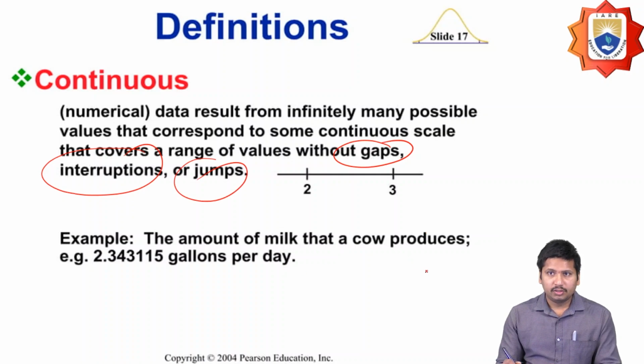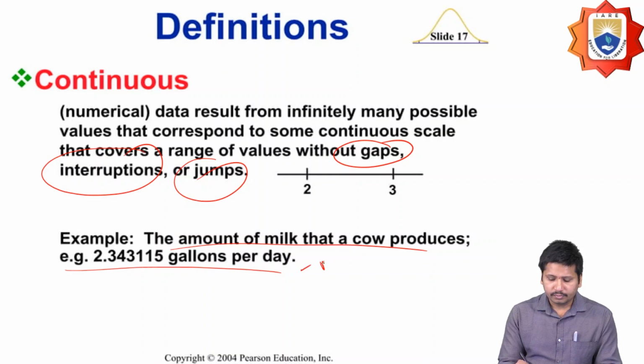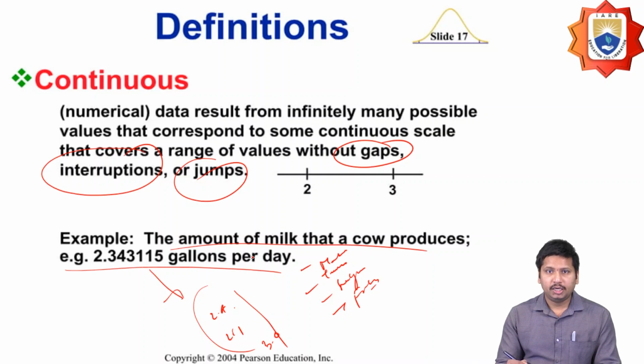An example is the amount of milk that a cow produces. Sometimes it may be 2.3 gallons per day on Monday, 2.4 on Tuesday, 2.1 on Wednesday, and 2.3 on Friday. So the data changes every day with respect to time, right? This type of data should be considered continuous data.